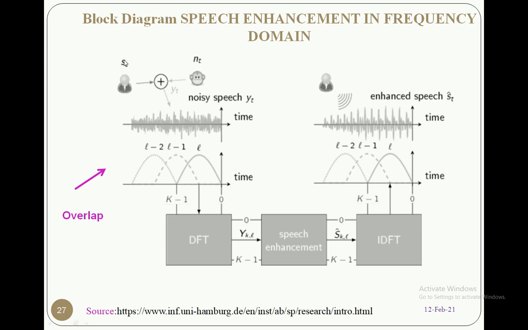Consider here S(t) is the source speech signal, and let us consider N(t) is the noise. The speech spoken by this person is affected with the noise coming from this source. The noise is adding with the actual clean speech, and hence the noisy speech is created at this transmitter section here. Now this noisy speech is transmitted and the listener listens to that noisy speech.